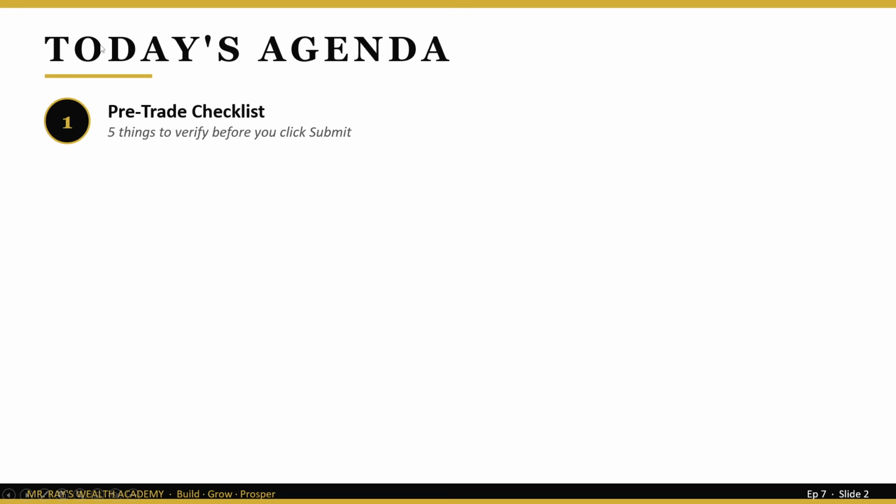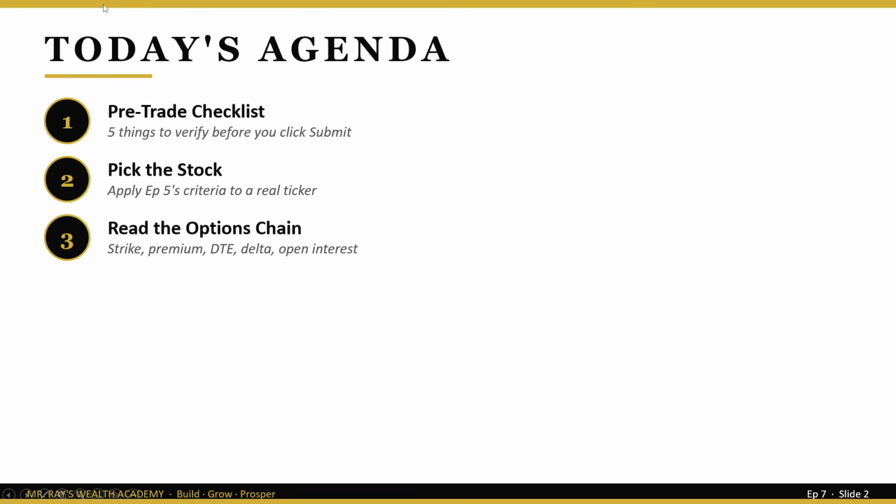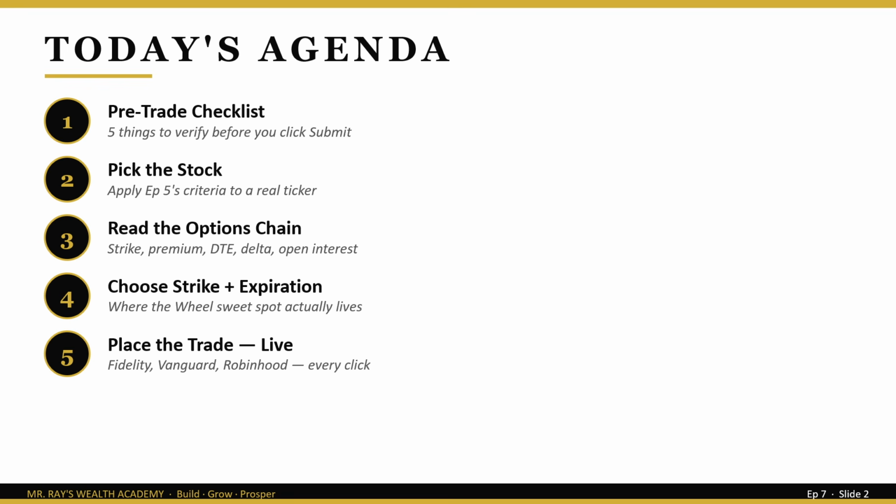We're going to talk about the 5 things that we need to verify before we ever click submit on any of our trades. Very, very important that we go through our checklist, right? We want to pick a stock, a real stock that we wouldn't mind owning based on the 5 criteria that we've talked about, right? We're going to read the option chain. We're going to pick our strike price, our premium, our DTE, our delta, and we're going to look at our open interest. And then we're going to choose our strike and expiration based on the criteria that we selected our stock. Okay. And then we're going in, baby.